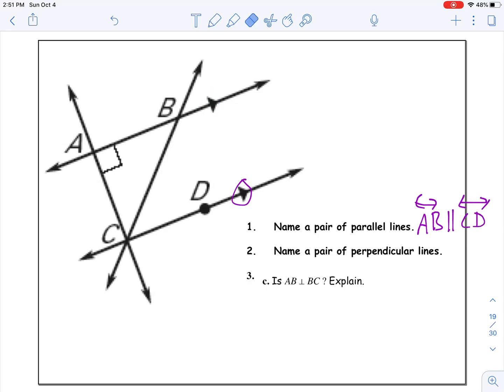As for the ones that are perpendicular then, perpendicular lines, we're looking for a right angle marking. So what two lines intersect to form the right angle? That is AB is perpendicular to, and then that would be CA.